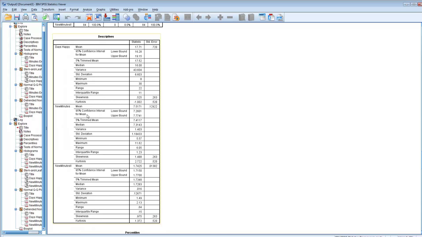And now we can look at new minutes and see if we've actually improved that variable. So new minutes now is 1.48, and in the new minutes 2 with a log transformation, we are now below the rule of thumb of 1 for skewness. And so I'm going to make a decision to run my correlational analyses with new minutes 2 and days happy.